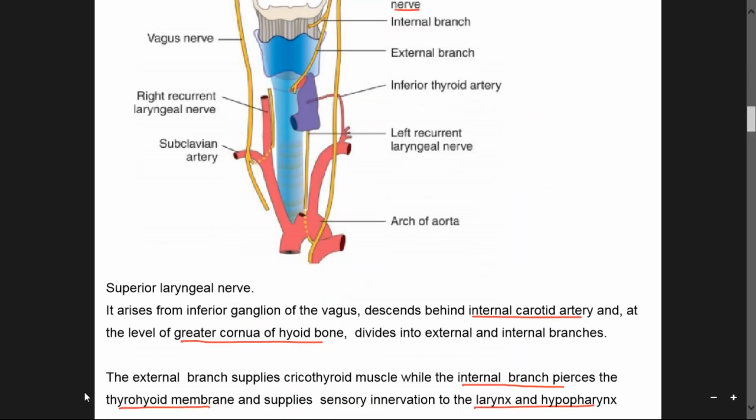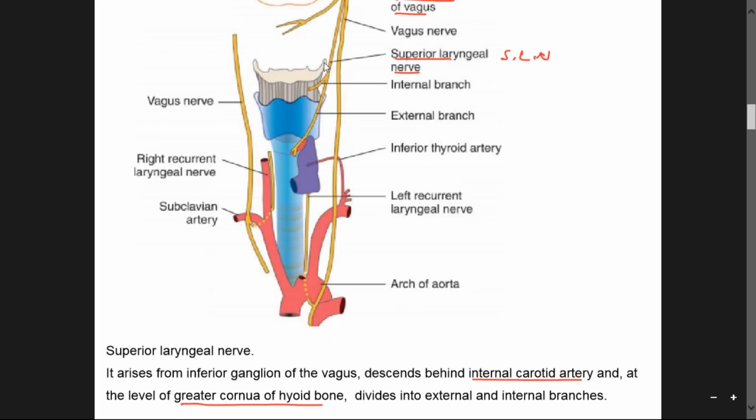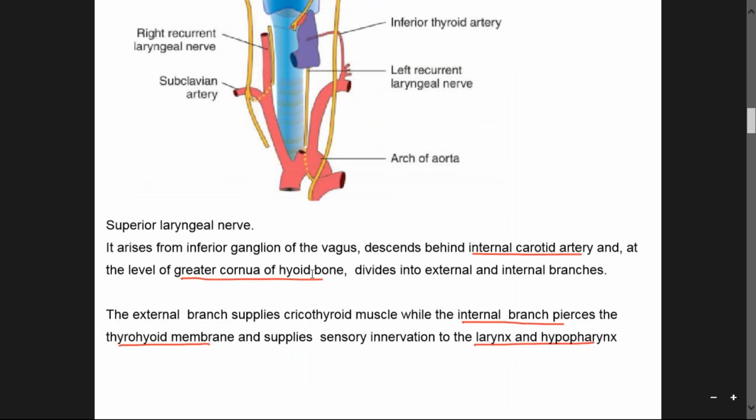Let us read this out. It arises from the inferior ganglion of the vagus, descends behind the internal carotid artery, and at the level of greater cornu. See, this is the greater cornu. So it is dividing a little below here. In some people it might vary. The branching pattern may vary. So at the level of the greater cornu of the hyoid bone, it divides into external and internal branches.